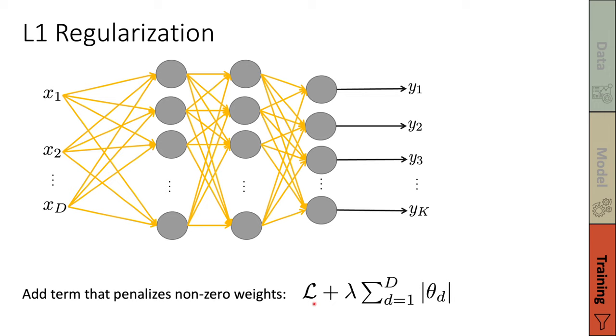A variation of this is L1 regularization, where we add a term that penalizes non-zero weights, so the absolute value of our parameters, to the loss. That leads to individual weights dropping out and not being trained anymore after this. This would lead to more sparse neural networks and therefore also reduce the capacity.